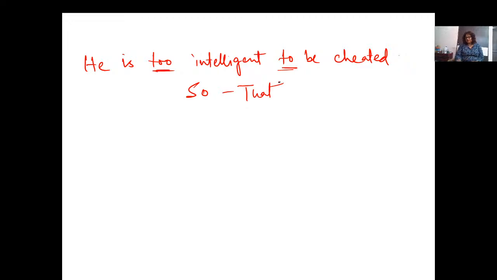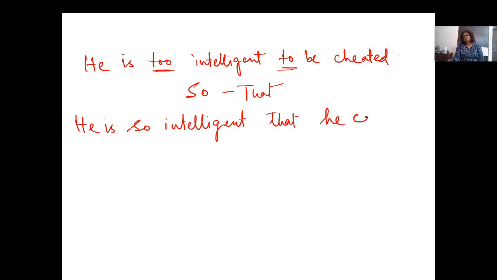He is too intelligent to be cheated. Is it a correct or wrong sentence? How can you look at it? If you write in this manner, he is so intelligent that he cannot be cheated. Yeah, if you write, Shweta, I am so glad that I cannot see you. The rest of the portion, dear, always should be negative.